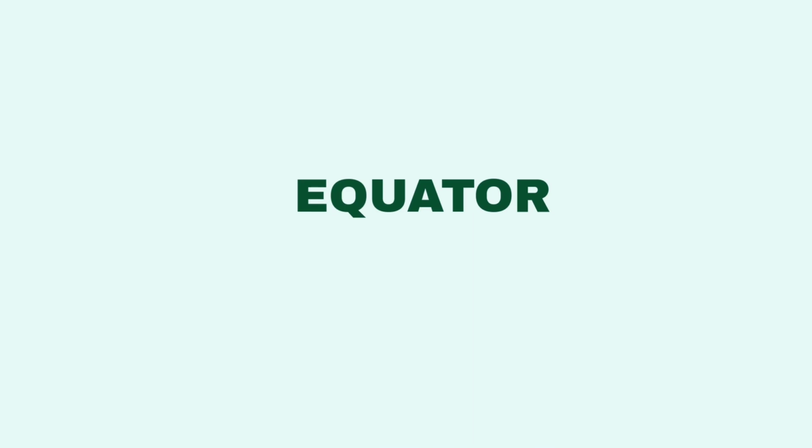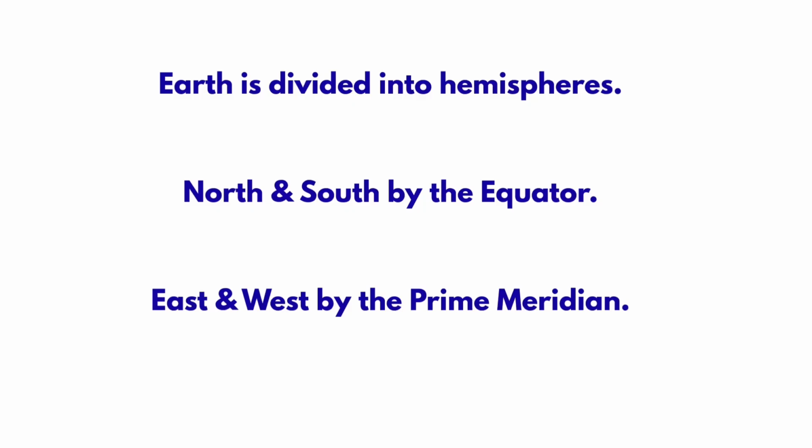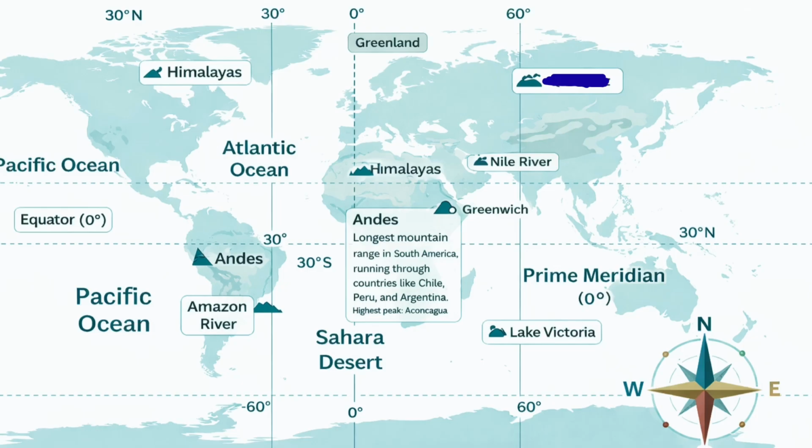Now we will talk about the equator. What is the equator? The equator is an imaginary horizontal line that circles the Earth exactly halfway between the North and South Pole. It divides the Earth into the northern hemisphere above and the southern hemisphere below. The latitude is 0 degrees. How does it affect climate and daylight? Areas along the equator are usually hot and humid with almost equal day and night throughout the year.